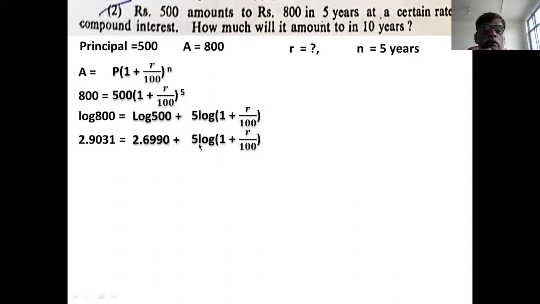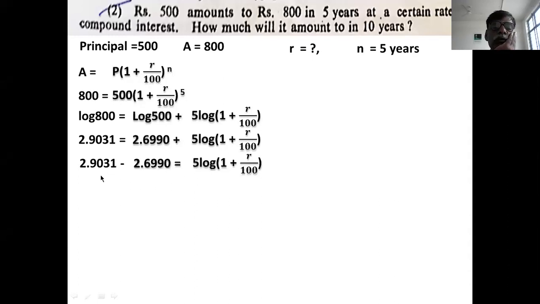And 5 log (1 plus R by 100) comes as it is because it is not possible to solve. So you take this 2.6990 to that side. 2.9031 minus 2.6990 is equal to 5 log (1 plus R by 100). If you deduct it, its answer is 0.2041. So 0.2041 is equal to 5 log (1 plus R by 100).